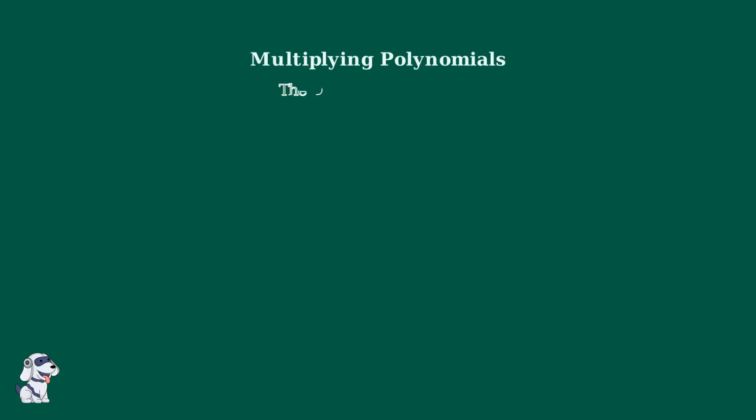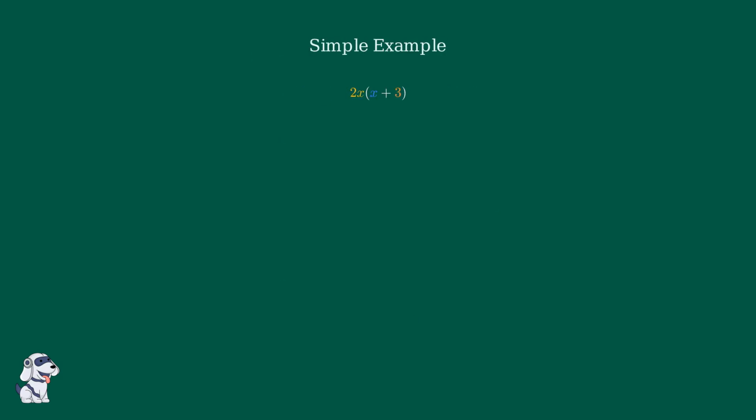The distributive property is the key to multiplying polynomials. It tells us that each term in one polynomial must be multiplied by each term in the other polynomial. Let's start with a simple example, 2x times the quantity x plus 3. We need to distribute the 2x to both terms inside the parentheses. First, we multiply 2x times x, and then we multiply 2x times 3. 2x times x equals 2x squared, and 2x times 3 equals 6x. So our final answer is 2x squared plus 6x.